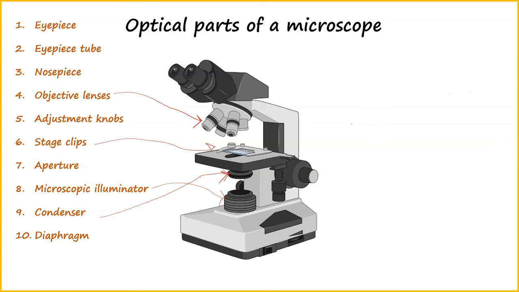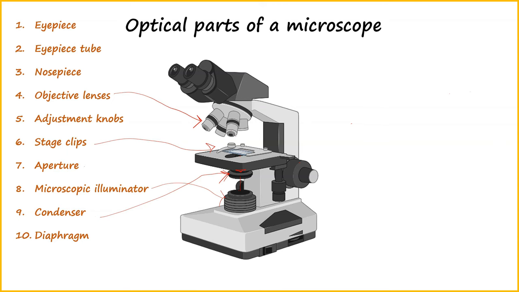Now come to the next part, which is called the diaphragm. It is located above the condenser and below the stage. The diaphragm, also known as an iris diaphragm, is used to vary the intensity and size of the cone of light that is projected upward to the slide. It is actually used to increase or decrease the intensity of light.